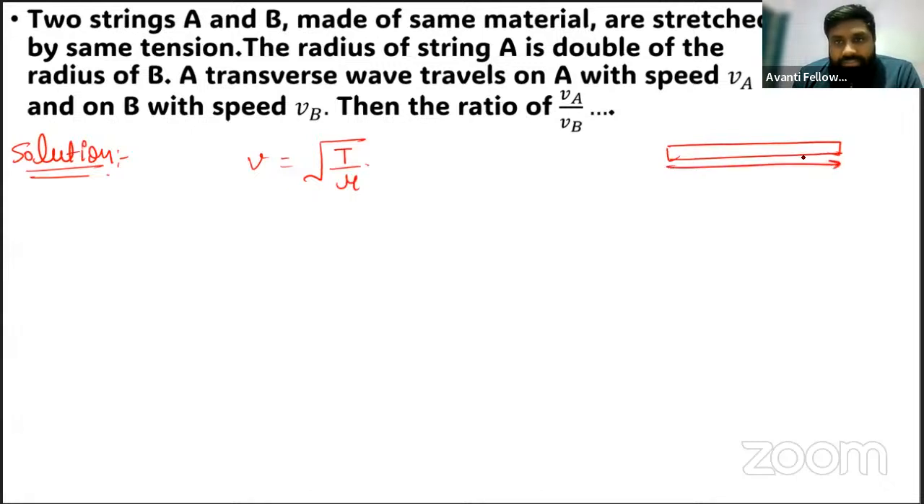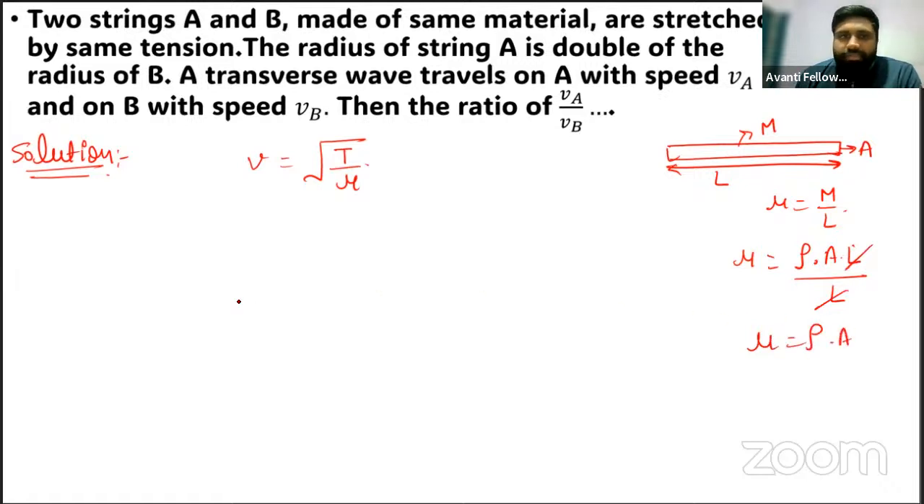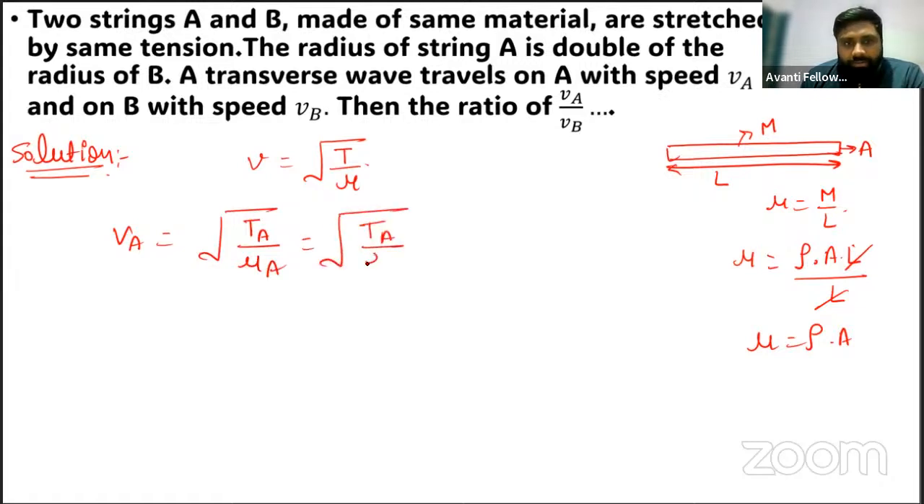So if the length of the string is L, area of cross section is A, and mass of the string is M, we can say mu is equal to M upon L. Now M we can write as density into area into length. Density into volume is mass, so mu upon length, we can replace with density into area. So the same way, VA is equal to root of TA, tension in string A, upon mu A. So we can write it as root of TA upon rho A times area A.